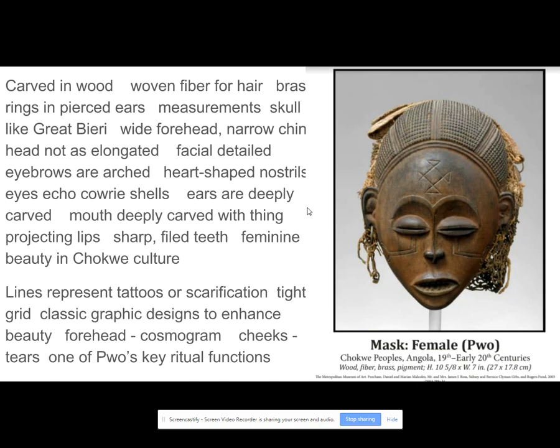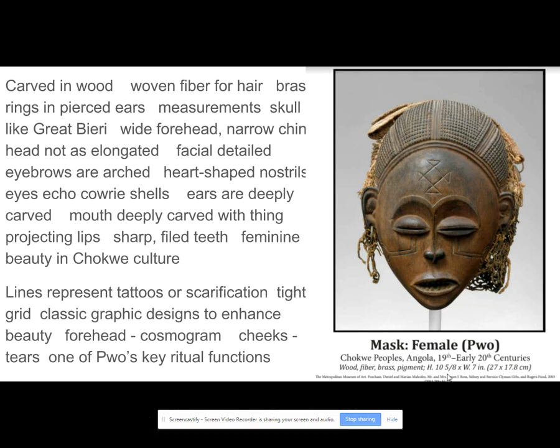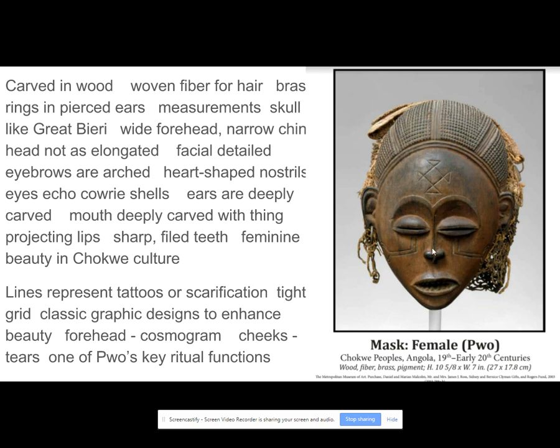This particular item is carved in wood. It had woven fibers for hair, brass rings in pierced ears. And this particular item is 10 and 5/8 inches high, 7 inches wide. It does, again, have a wide forehead, narrow chin. The eyes are not as, head is not as elongated as with the previous example.